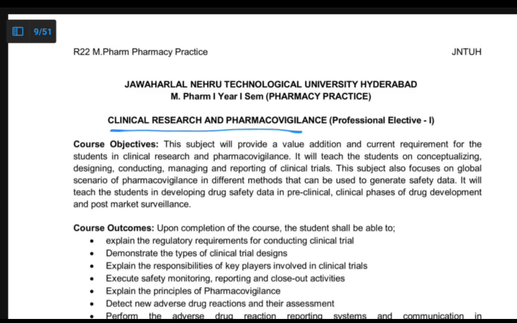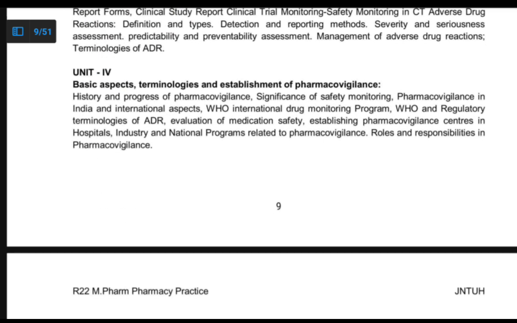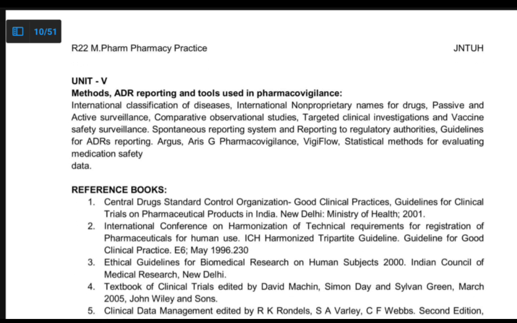clinical research and pharmacovigilance: regulatory perspectives of clinical trials, types and design, clinical trial documentation, bio aspects, terminologies, and the establishment of pharmacovigilance, methods and ADR reporting used in pharmacovigilance.